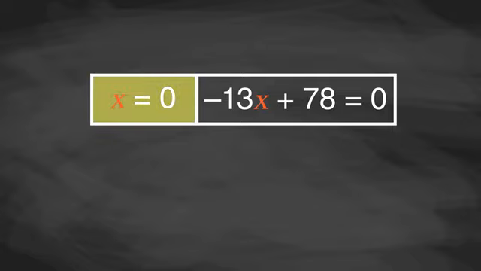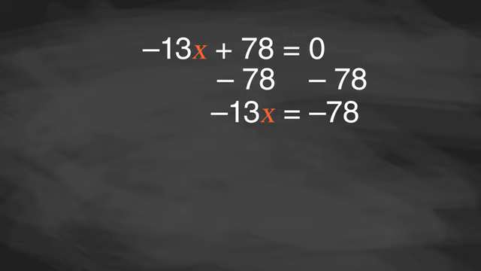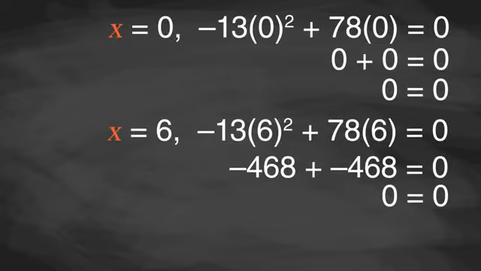Notice that 1x is already solved for and equal to 0. This represents the very beginning of the fireworks display, when none of the fireworks have gone off yet. Now, to solve for the other value of x, subtract 78 from both sides of the equal sign and then divide each side by -13. The result is x equals 6. The result means that the solutions to this quadratic equation are x equals 0 and x equals 6.